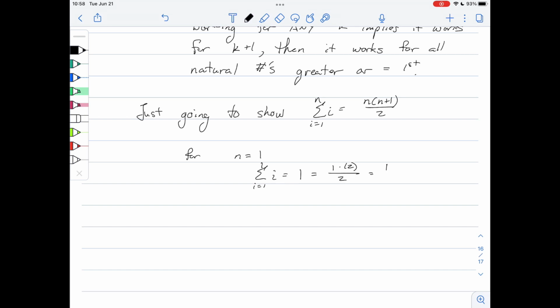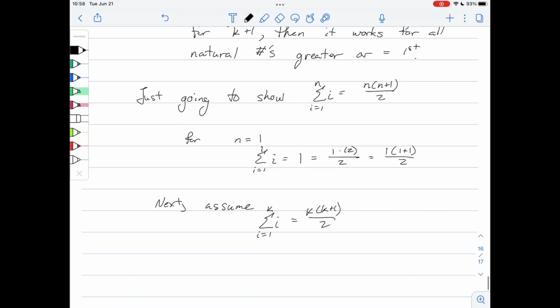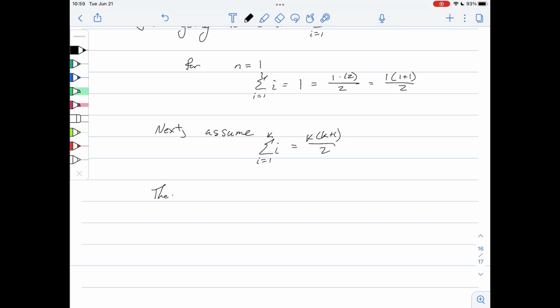So the sum from 1 to 1 of something is just 1. Just like the sum from 3 to 3 of i would be 3. But 1 is 1 times 2 over 2, and we want to get it into that n times n plus 1 over 2 form. So we write it as 1 times 1 plus 1 over 2. So it works for the first case.